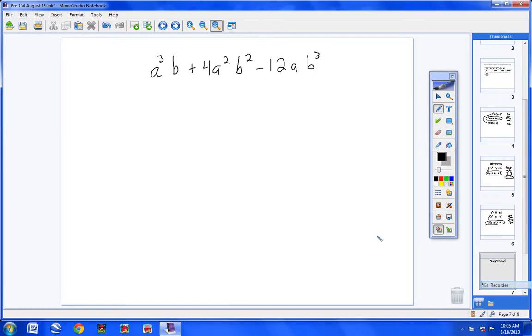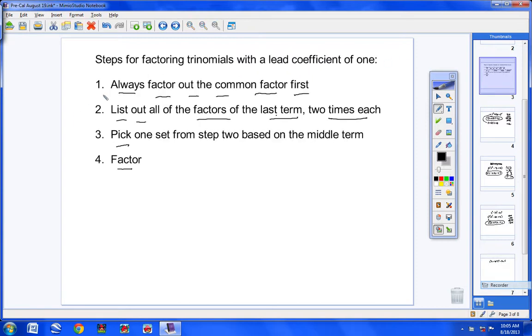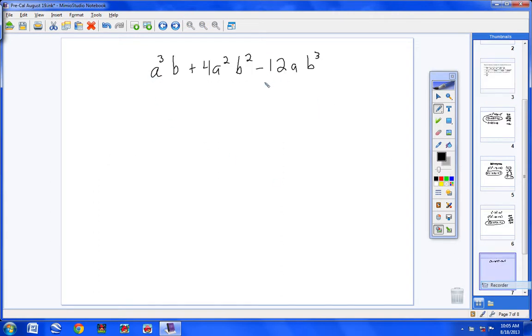Because you students are such great, smart students, the first thing you would say to yourself is, okay, self, I've studied. I remember what Mr. Earhart taught me. He taught me to always factor out the common factor first. So I come down here. I can't pull any numbers out, coefficients. There's a 1 here, a 4, and a negative 12. I don't know of any number that goes into 1, 4, and negative 12 except 1. That's not going to help. But look at your a's. I've got 3 a's, 2 a's, and 1 a. So I can pull 1 a out from each term.